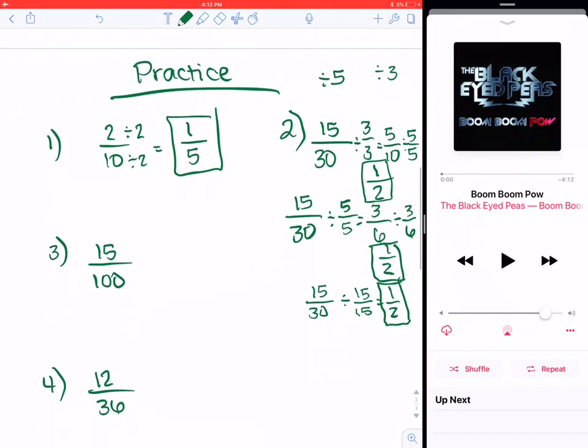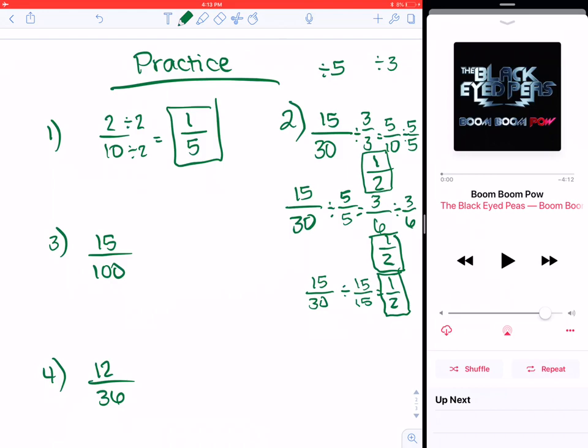All right, number 3. I have 15 and 100, but these end in 5 and 0, so I know I can divide by 5. 15 divided by 3, 15 divided by 5 is 3. I'm getting ahead of myself. 100 divided by 5. Well, 5 goes into 10 2 times, and 5 goes into 0 0 times. So 5 times 20 is 100.